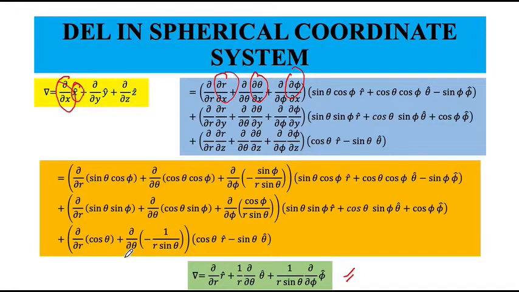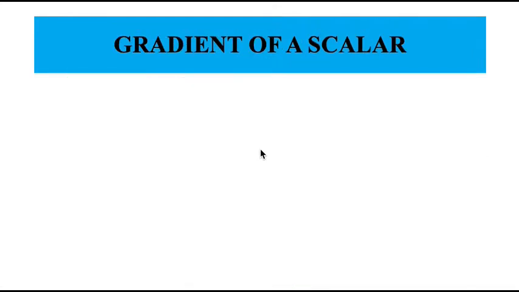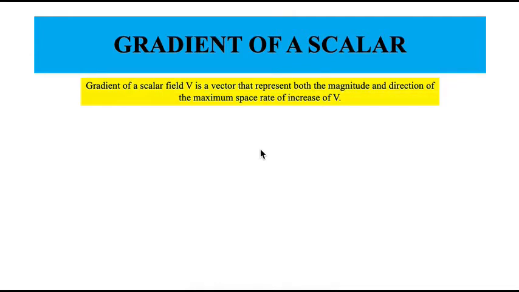Okay, now this is a vector operator. Now when I use this vector operator with some scalar and vector, how will they behave, we will see that. This is the gradient of a scalar. So the gradient of a scalar field, V is a scalar, is a vector that represents both the magnitude and direction of the maximum space rate of increase of V.